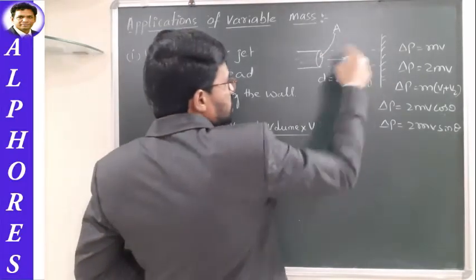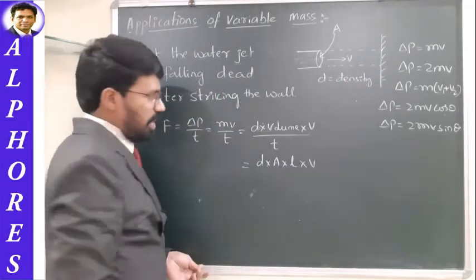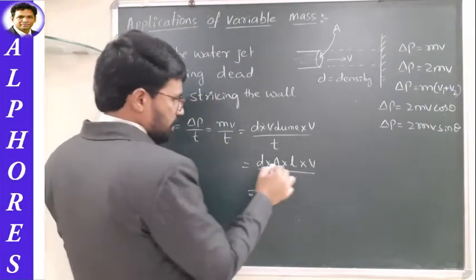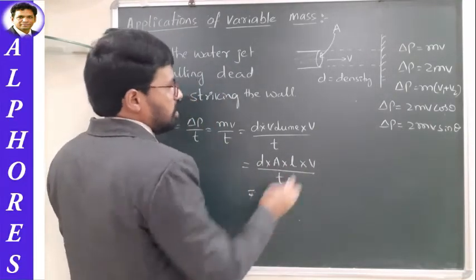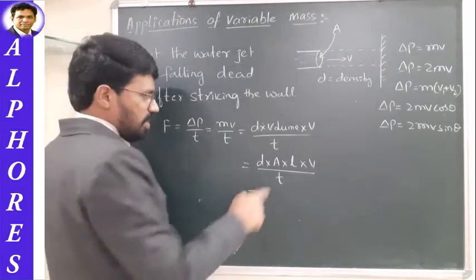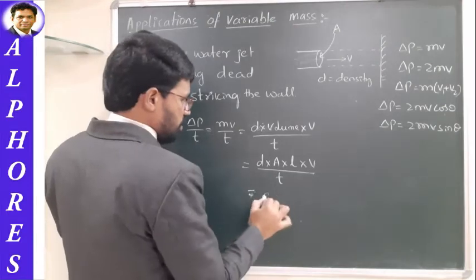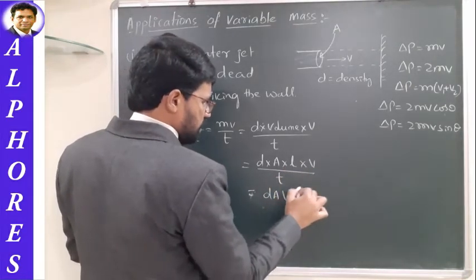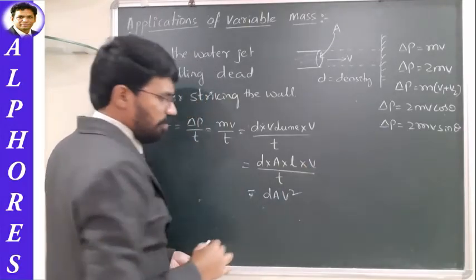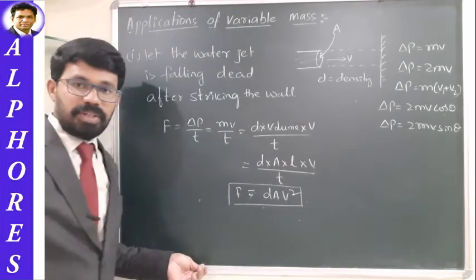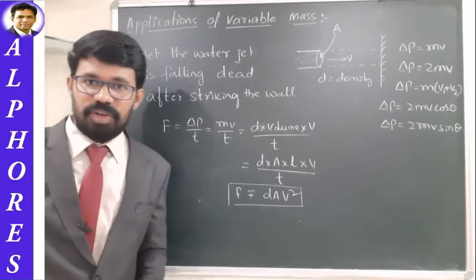Therefore the mass per time is d into A into L divided by t. Now L by t is distance by time, which is nothing but velocity. So in place of L by t you can write velocity, into velocity. So what you finally have is dA v square. This is the force acting on the wall if the water is falling dead.